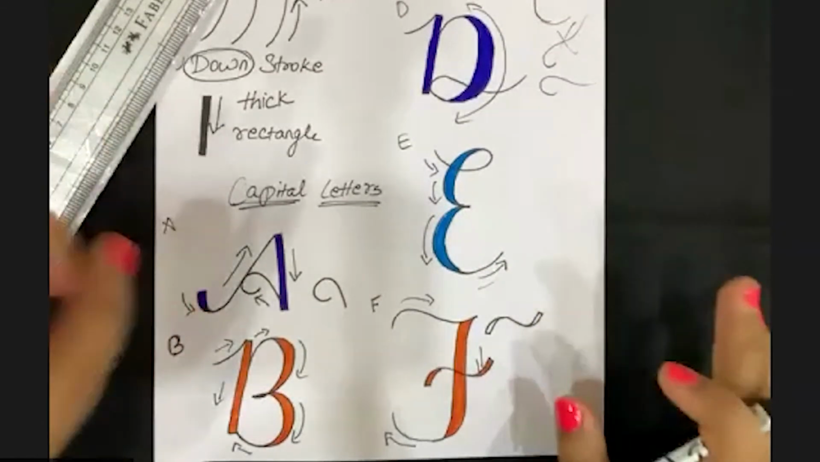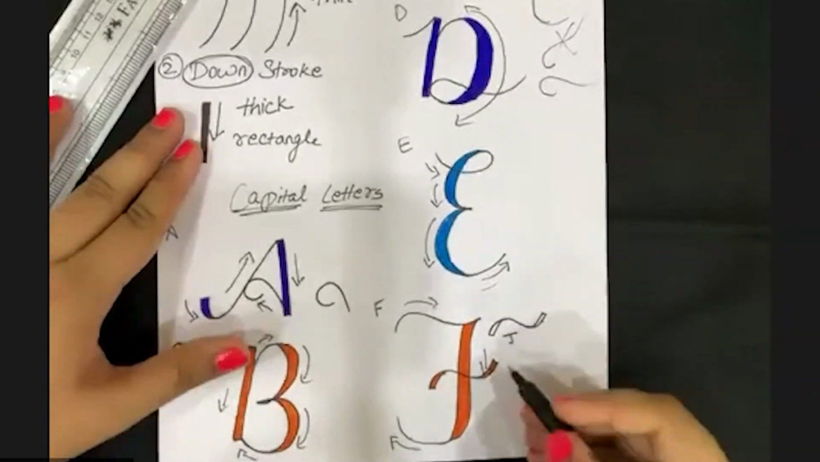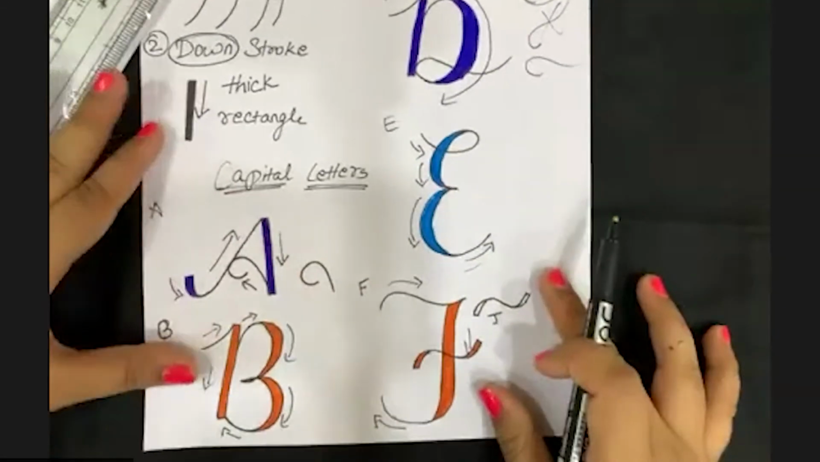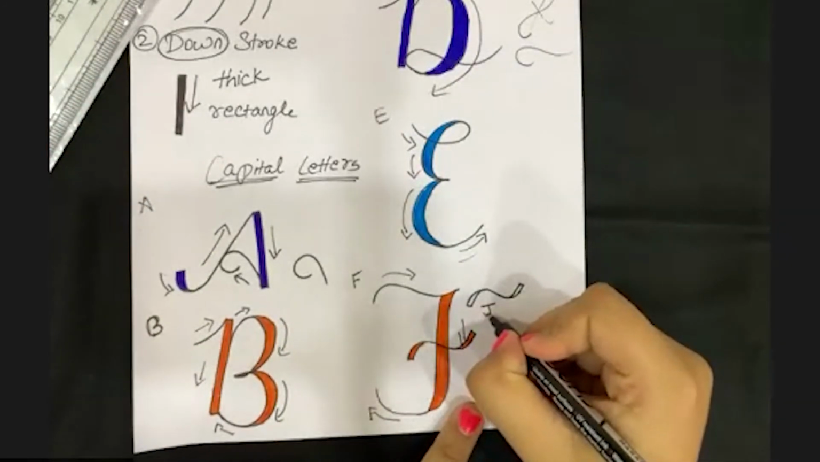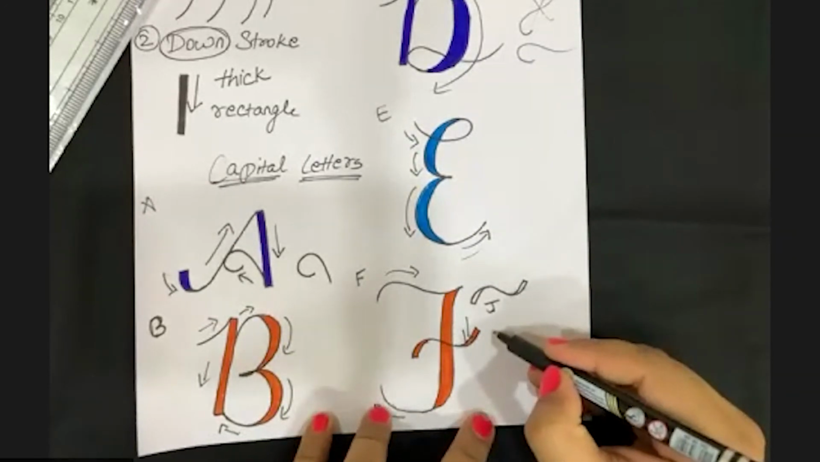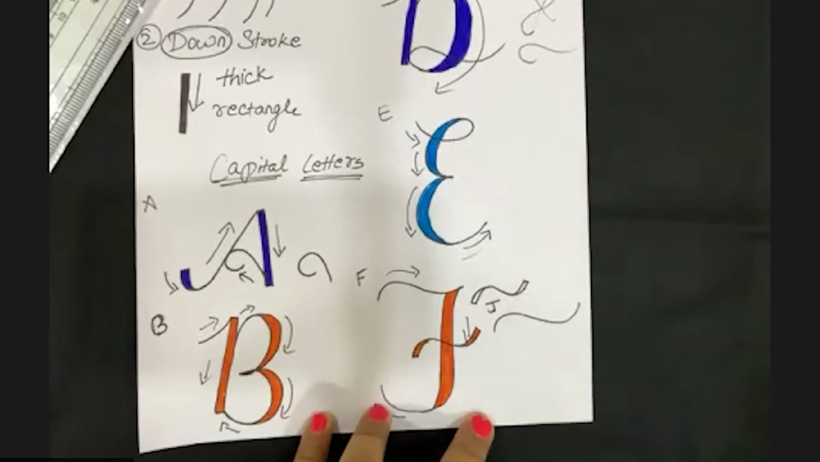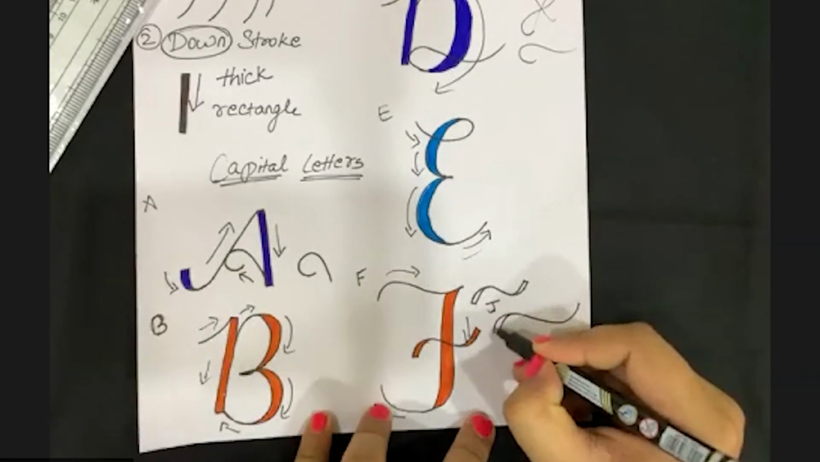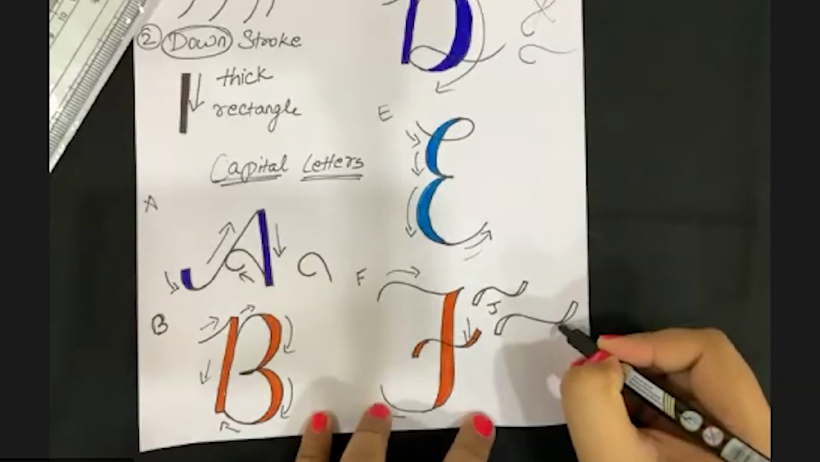Now we are going to do the letter J, because letter J is somehow similar to the letter F. Come on, everybody. We are going to do the capital J. For the letter J, I'm going to create S. Again, this is my downstroke, so I'm going to make it a rectangle.